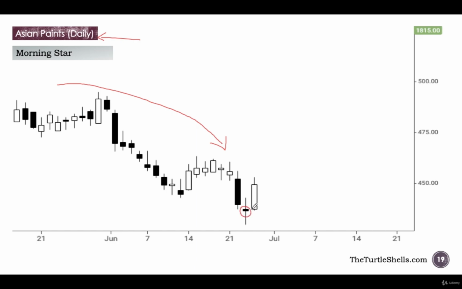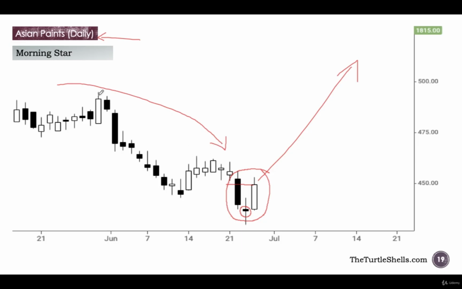And you have, although they are touching, there might be, if we expand the chart, some gap there. Okay, so although the shadows are touching, the bodies are not touching. And the close of the long white real body is above the midpoint of the first black real body. So it completes a perfect morning star. It completes a special morning star, and we can expect the prices to go up from here.